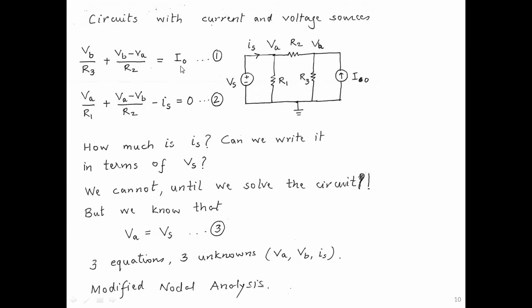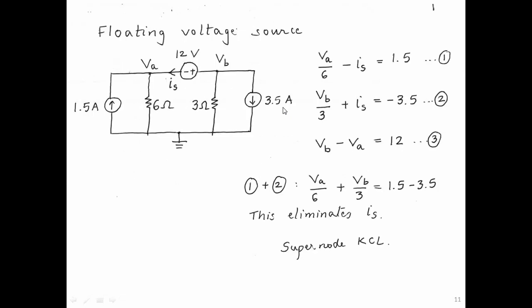Alright, what happens if the voltage source is not connected to ground? So let's look at that example. That is called a floating voltage source. So here we have a circuit, two current sources, one voltage source, three nodes again, one VA, VB and ground. Okay, so let's write the KCLs first and see what we will do with them.